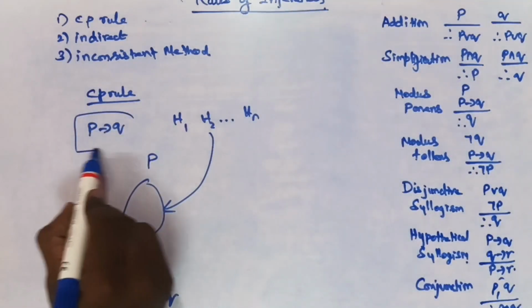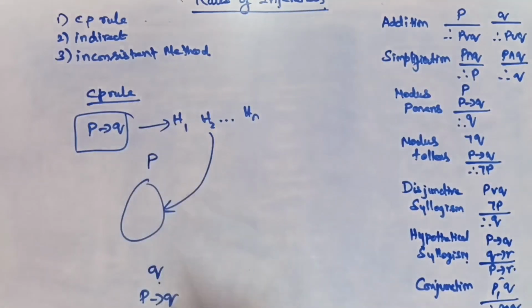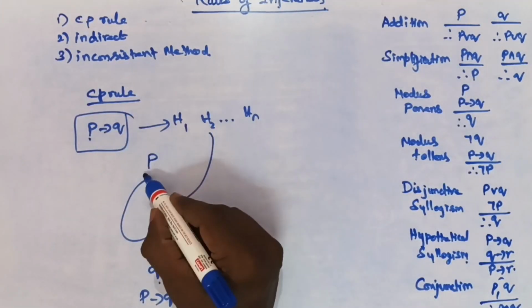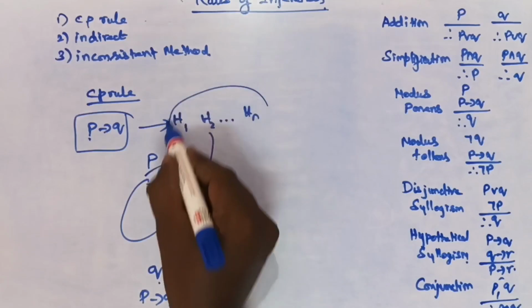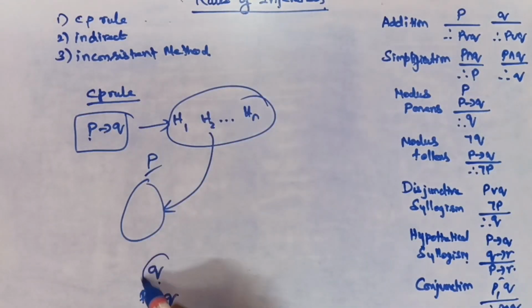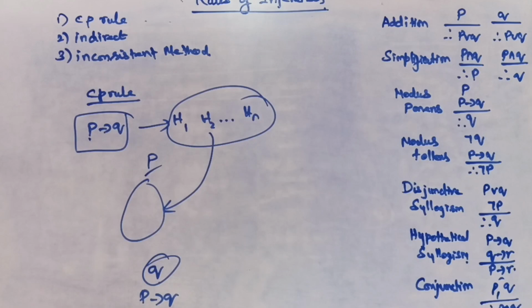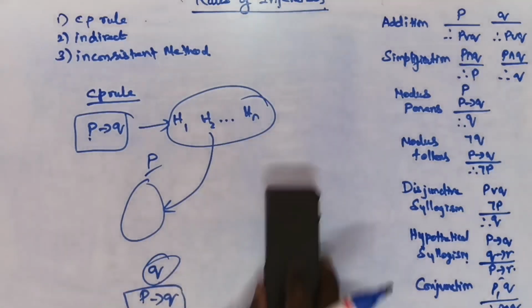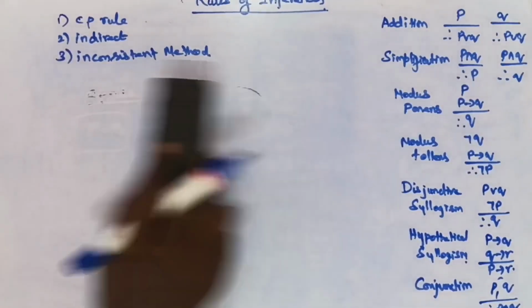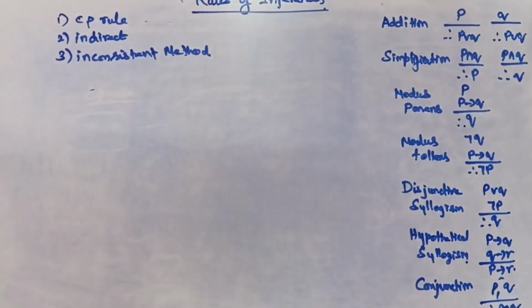You have to prove P condition Q by using these premises. What the rule says is: first assume this value P, and using all these premises finally obtain Q. If you obtain Q from P, then you can write P condition Q by CP rule. Okay, this is called the CP rule. Next one, the indirect method.